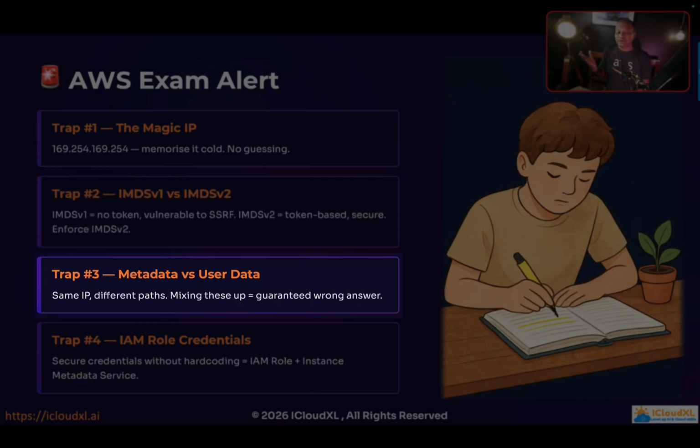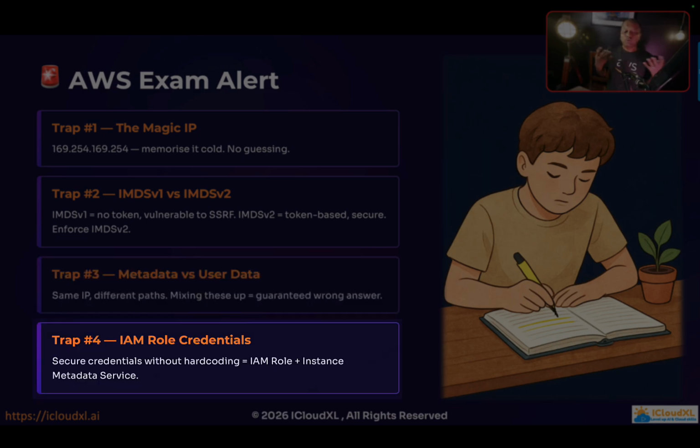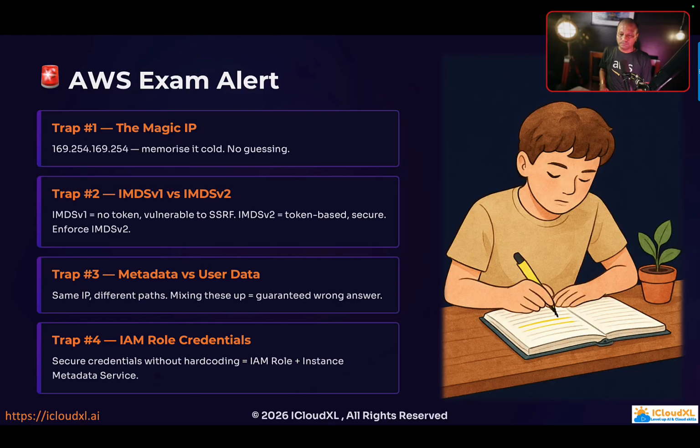Metadata versus user data, as I said before: metadata is set by AWS and it has all the information about the instance, but user data is basically a place to paste your command or script which can be executed during the launch. IAM role credentials for the metadata service: it actually stores the temporary credentials. You can use that token for S3 access or whatever you assigned in the IAM role.